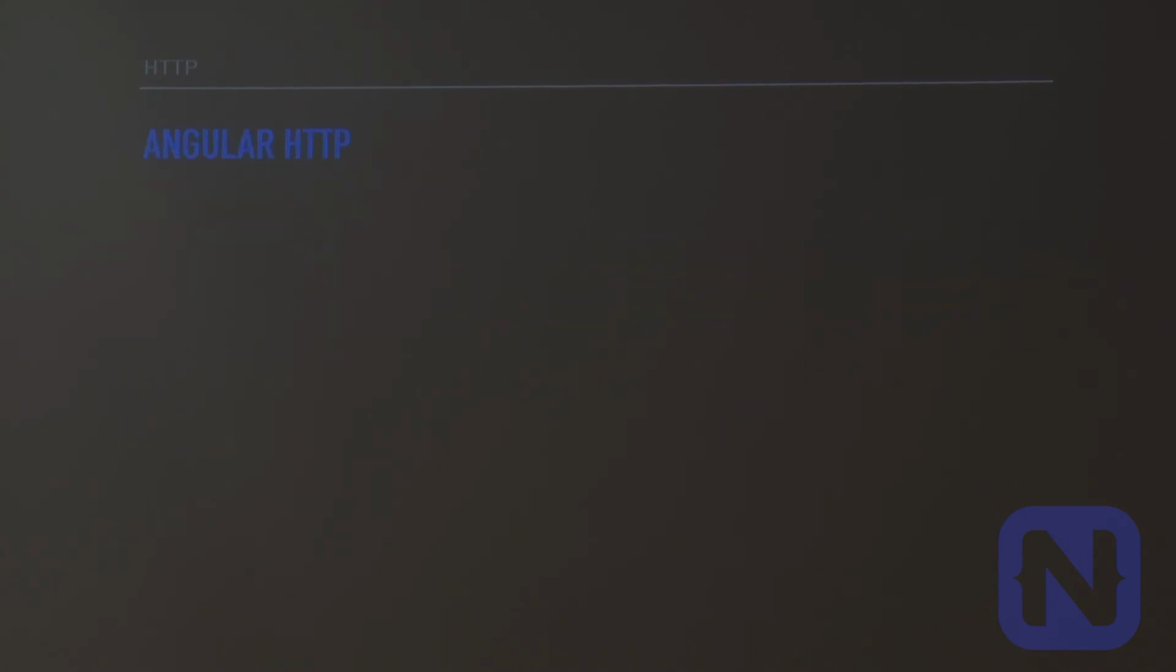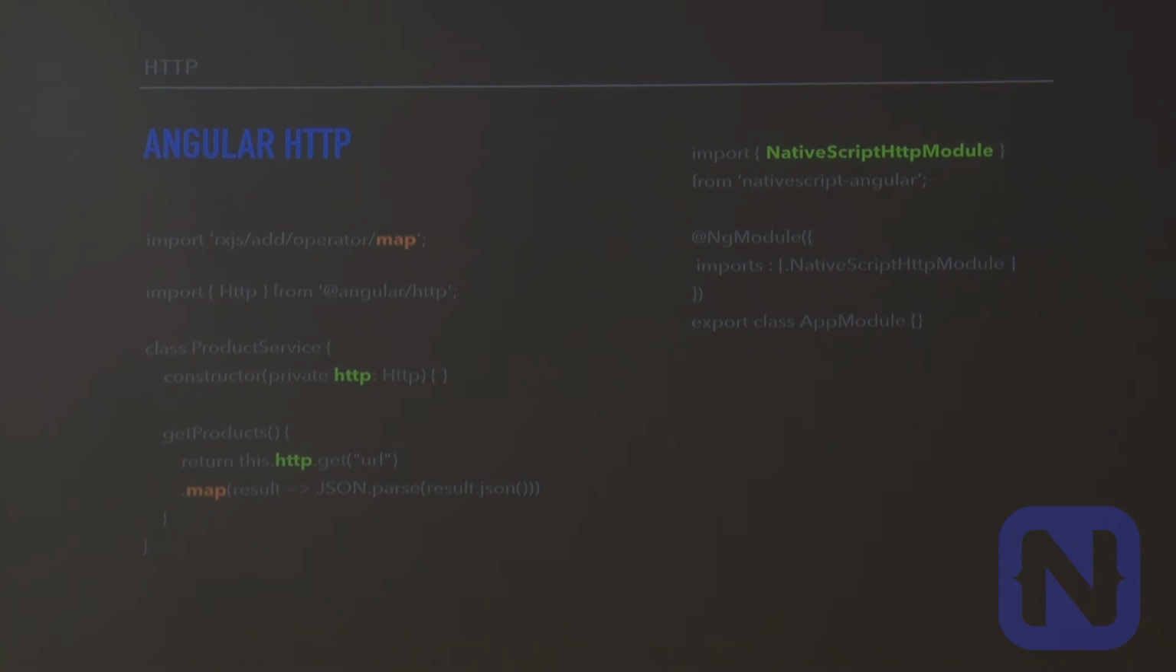We got the Angular HTTP, which is the one we used to from Angular. This one is, of course, we need this guy, NativeScript HTTP module. Once we have that, it's pretty much business as usual. Then we're able to add the operators that we want. We're able to import the HTTP service.